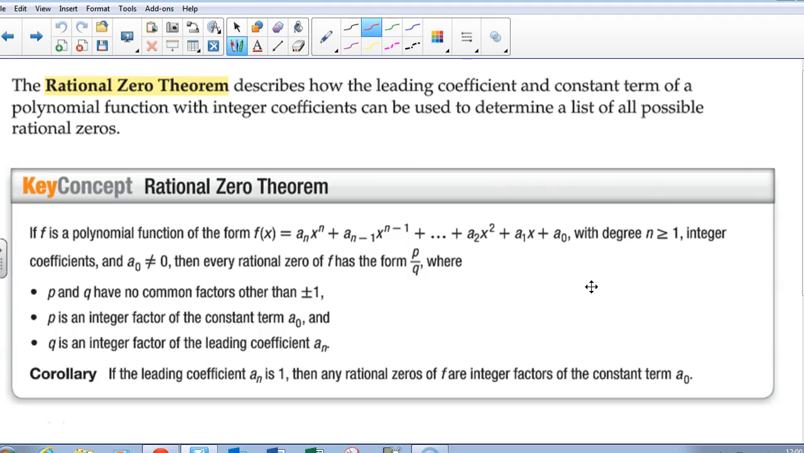All right, before we go any further, could someone tell me what a rational number is? Anybody tell me what a rational number is? Rational means numbers that can be written as a ratio, which means numbers written as a fraction. So it can be negative, it can be positive, it can be a fraction, it can be a negative fraction.